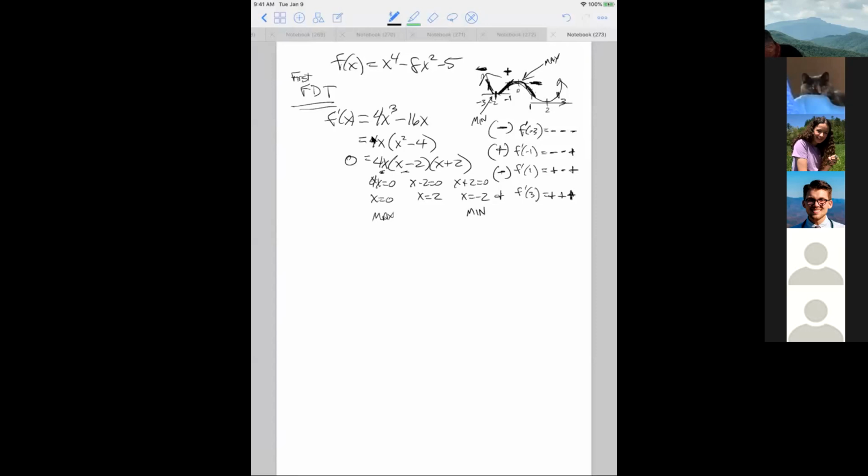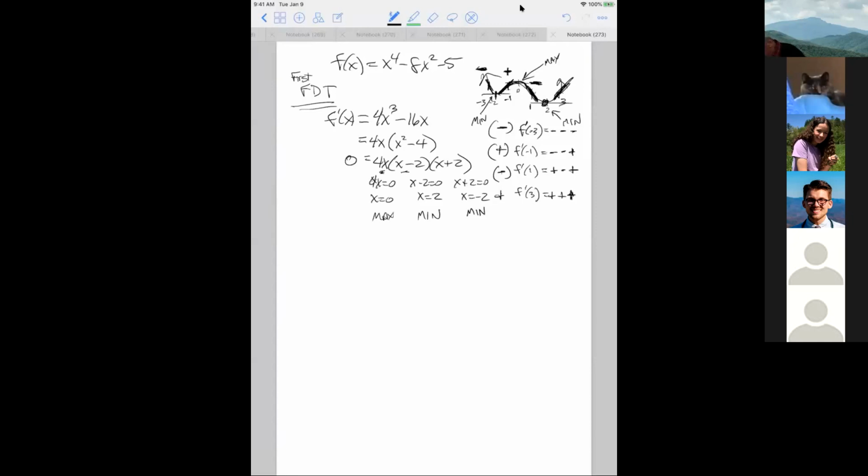2, we check at 1, we had a negative slope. At 3, we've got a positive slope. Therefore, this must be a min. So at 2, we've got a min. So it's asking about local extrema. And the original question was also saying to list the point in the form of coordinates.